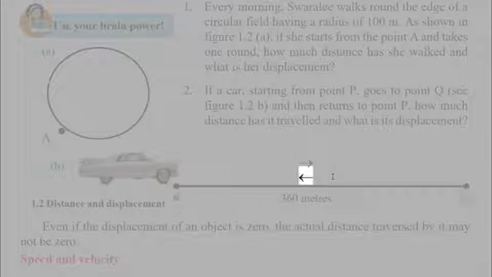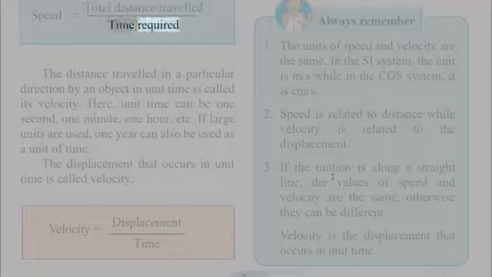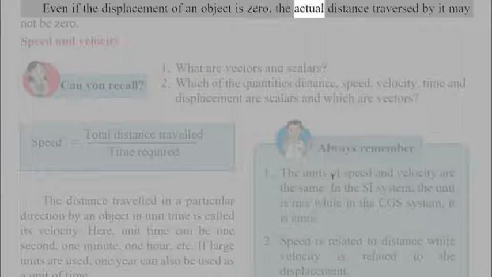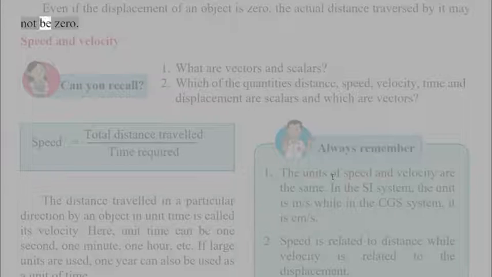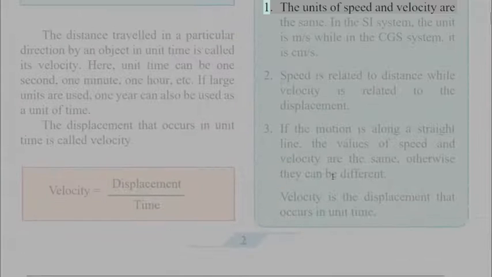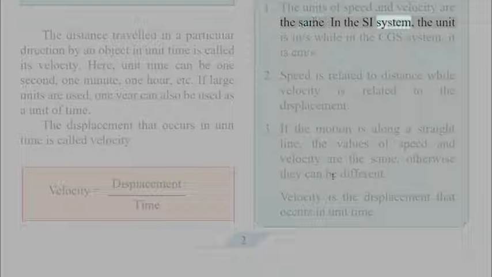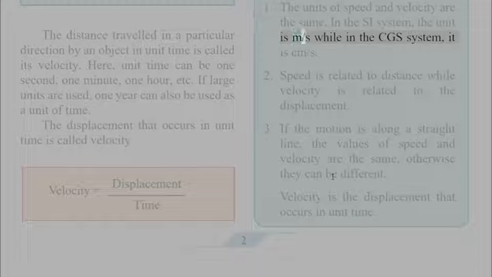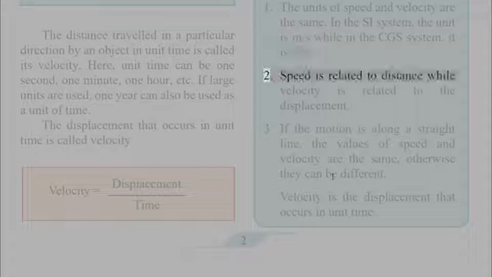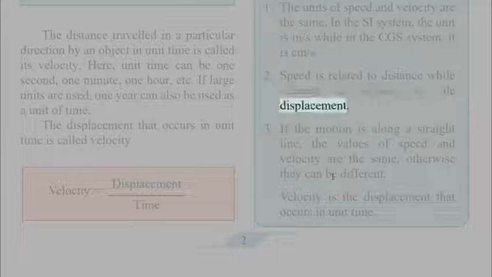Total distance traveled, time required. Speed equals distance over time. Even if the displacement of an object is 0, the actual distance traversed by it may not be 0. Velocity equals displacement over time. 1. The units of speed and velocity are the same. In the SI system, the unit is m/s while in the CGS system, it is cm/s. 2. Speed is related to distance while velocity is related to the displacement.